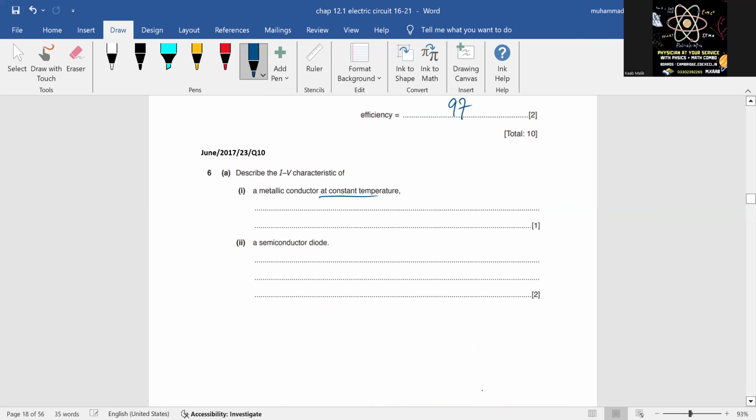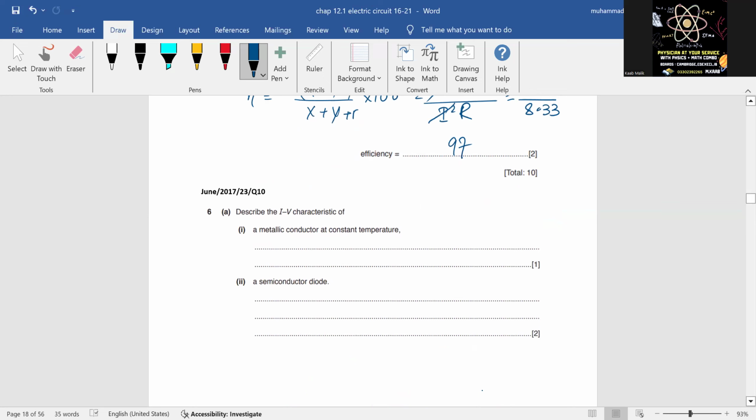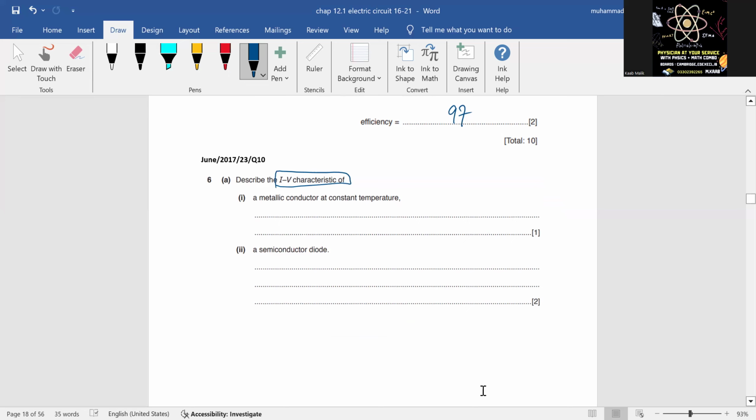What about the semiconductor diode? Sorry, I get confused with the graphs mostly. Look, IV characteristic means you just need to define the graph. There's VI also, right? Yes, VI. Mainly we make the IV graph, but sometimes they give you a VI graph.